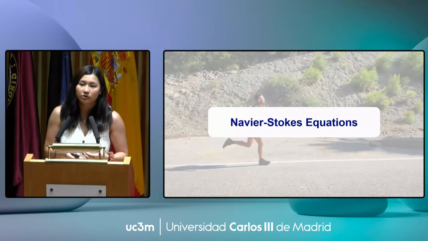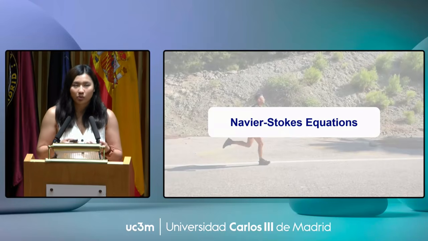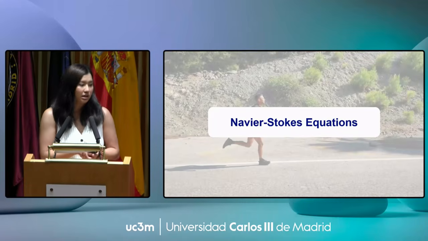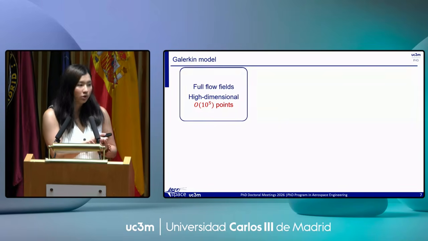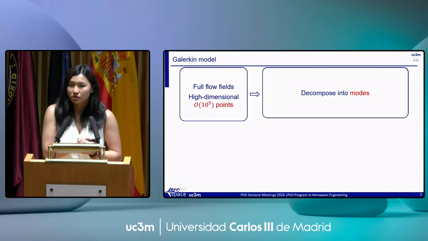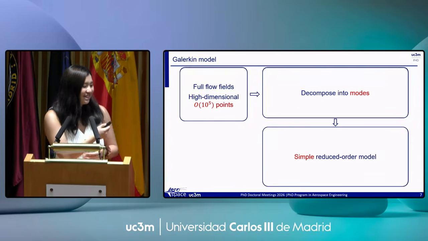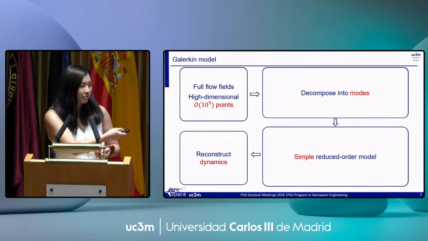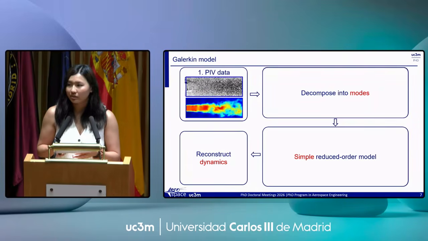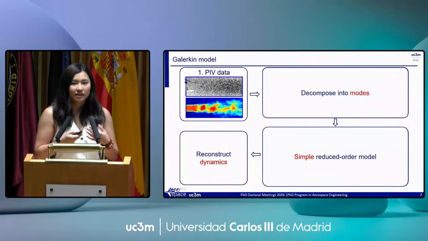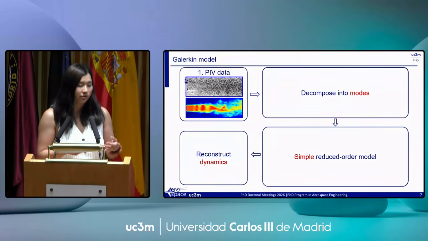So this was the objective of my first work, where I wanted to recover the flow dynamics from non-time resolved flow measurements. I created a model which receives as input some full flow field measurements. I do the decomposition into modes. I obtain the simple reduced order models, and finally, I recover the dynamics. In particular, the inputs were non-time resolved PIV measurements that, for those who are not familiar, give us velocity flow measurements.